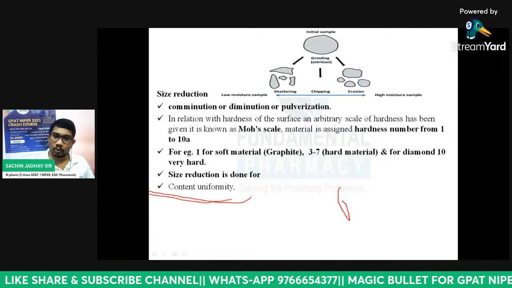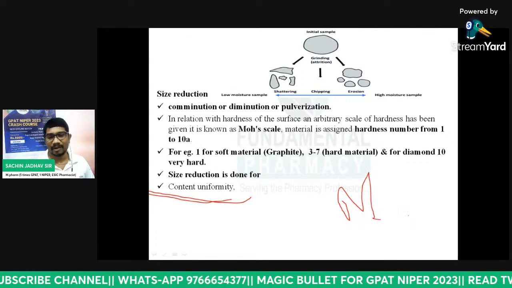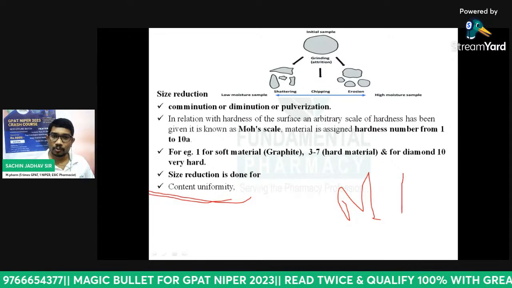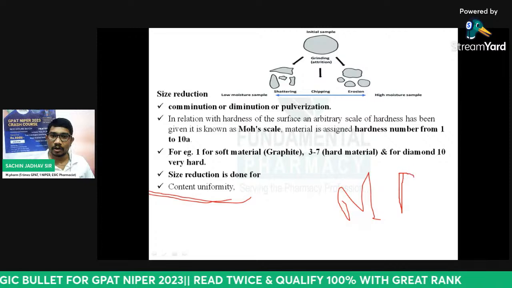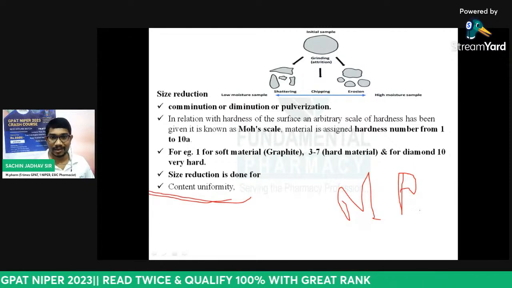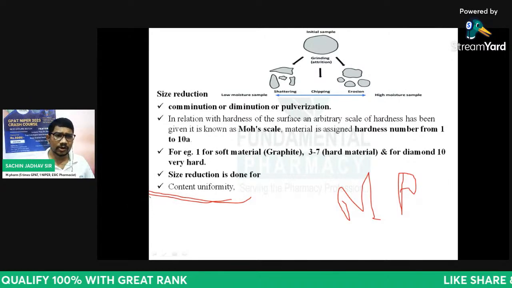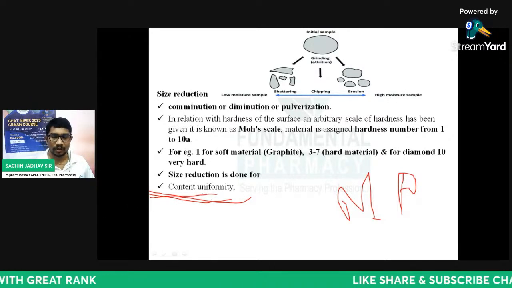Mono size, mono size means what? Powder having particle size in a uniform nature. Poly size powder means what? If particles of powder vary in the particle size, then it is known as poly size. So if you have poly size powder, then you cannot ensure the content uniformity of that dosage.